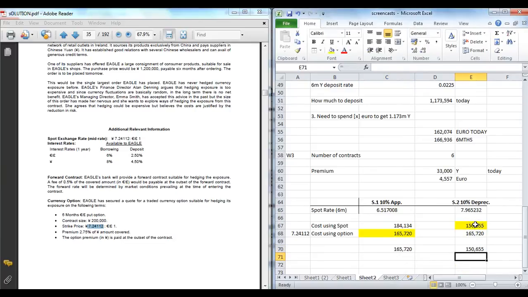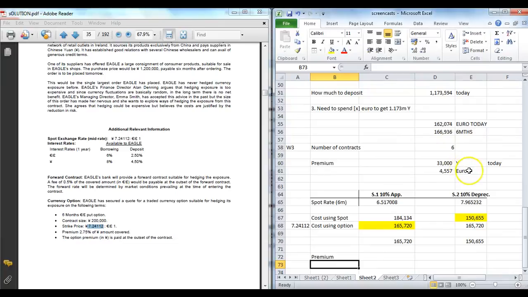So the way to think about the option is you get the best of both worlds. You get to choose whether you want to use the option price, 7.2412, or you get to choose whether you want to use the prevailing spot rate. So add to that then the fee, or the premium. So the premium is today's euro, but we need to figure out what it is in 6 months' time, because these are the cash flows in 6 months' time. So we need to compare like to like.